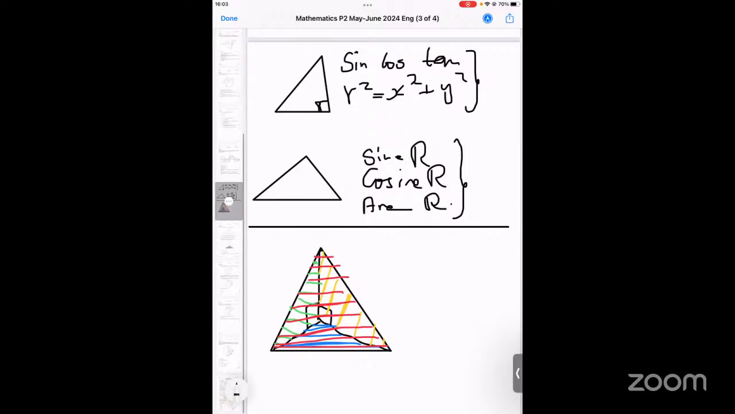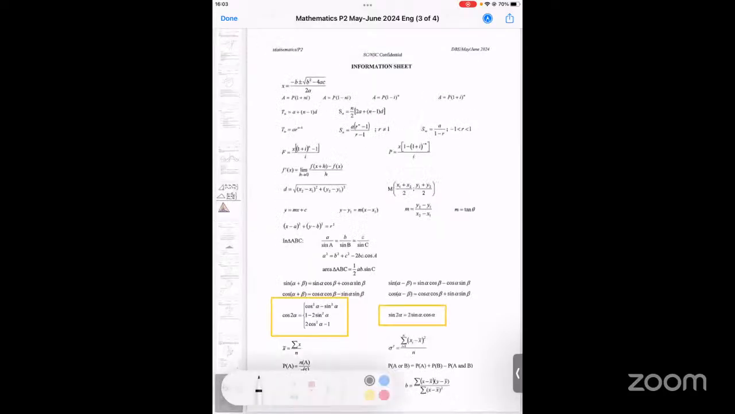Maybe let's check the formula sheet to see. Sir, can you hear me? Yes, I can. Can you hear me? Yes, sir. Okay, then it's fine.